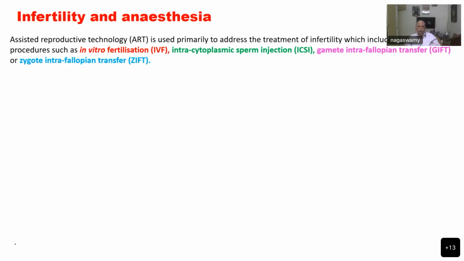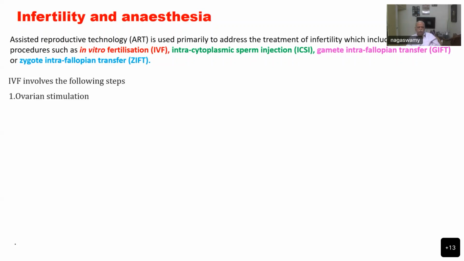Assisted reproductive technology, ART, is used primarily to address this condition, and the main thing is in vitro fertilization. That is, the ovum is fused with the spermatozoa in vitro, that is, in the test tube. Vitro means test tube, vivo means in the body. So you remember that. It can be done in various ways and then transferred into the mother. So IVF involves the following steps.